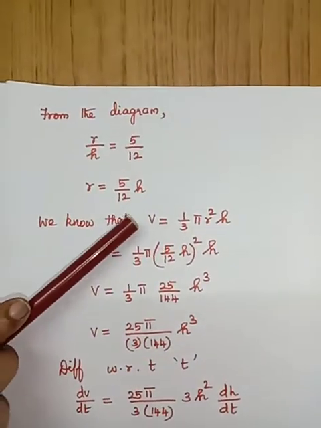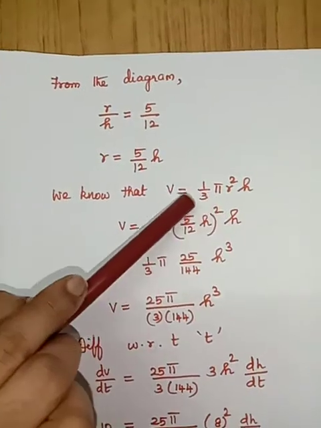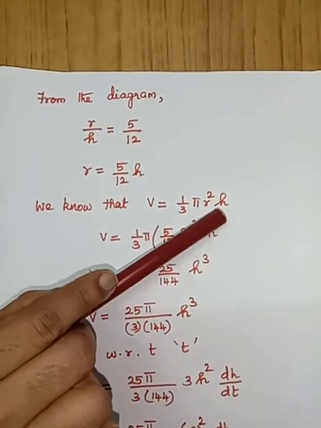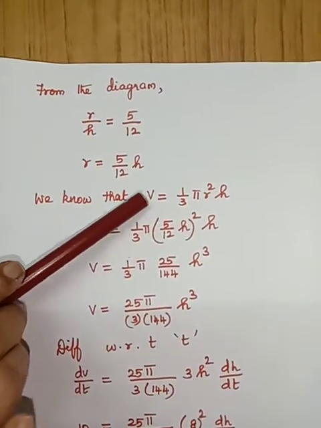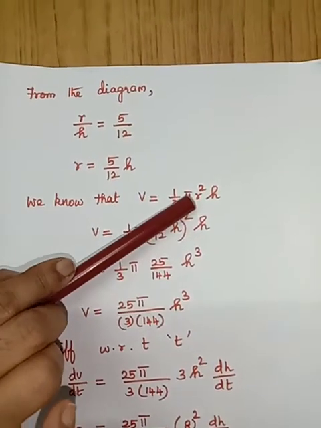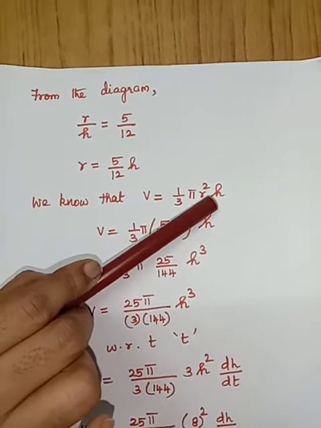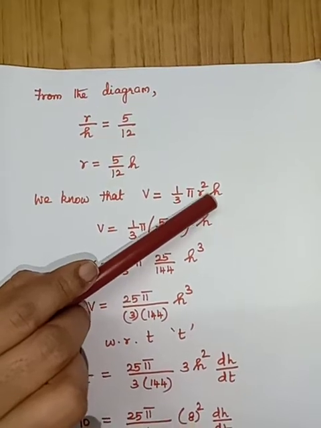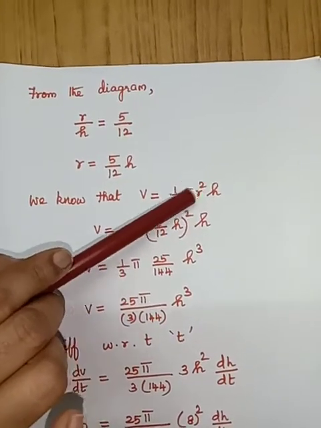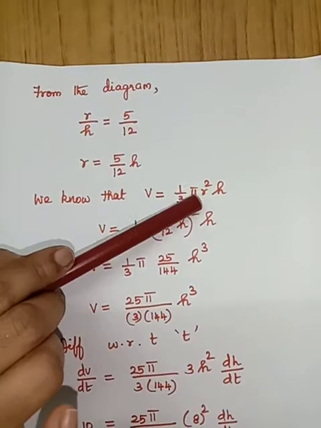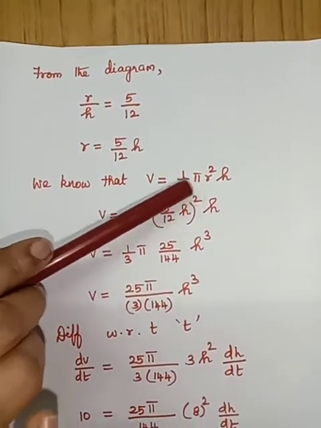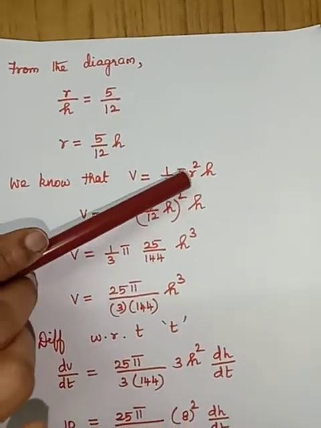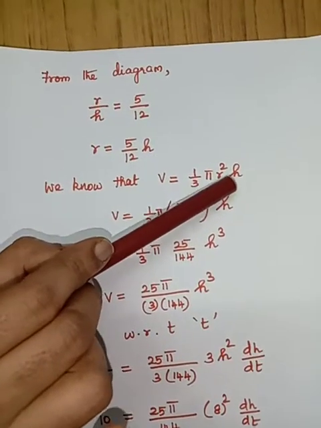Okay, so we'll take the volume of the cone. What is the volume of the cone? 1 by 3 pi R squared H. Here you see that the volume is depending on the radius as well as the height. Okay, so here in this problem, the dH by dt is asked. They didn't give anything about the radius of the water or how it increases, how it decreases. Nothing is given. So this R has to be changed in terms of H.